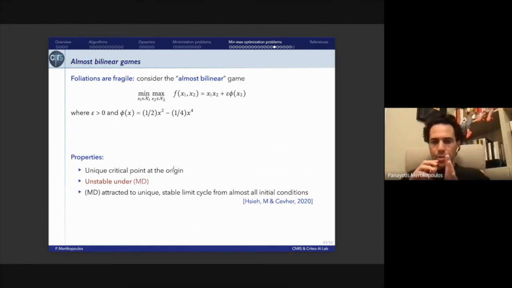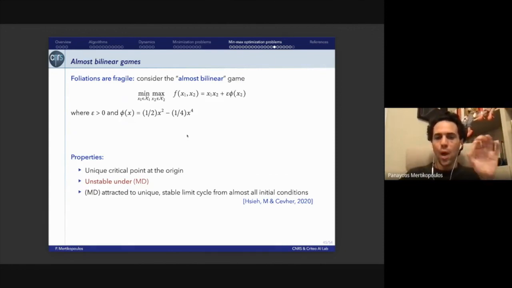The first thing I would like to say is that these foliations of periodic orbits are actually very fragile. If you take a very small perturbation of this bilinear game by just this 4th-degree polynomial in only one of the variables, what you can show is that for any positive epsilon, you have a unique critical point at the origin, which is unstable under the mean dynamics, and the mean dynamics are now attracted to a unique stable limit cycle from almost all initial conditions.